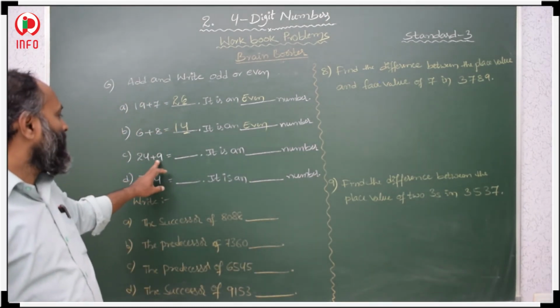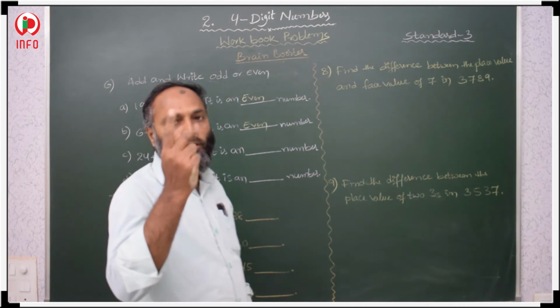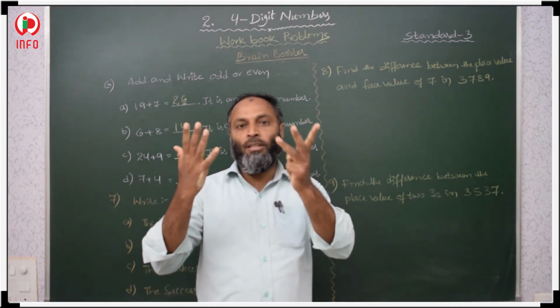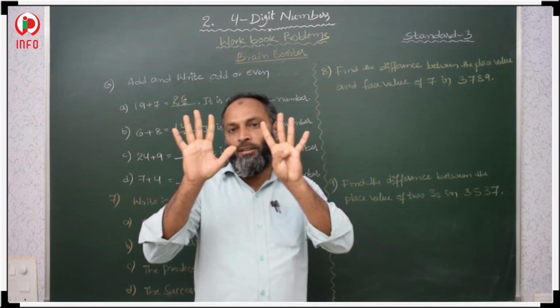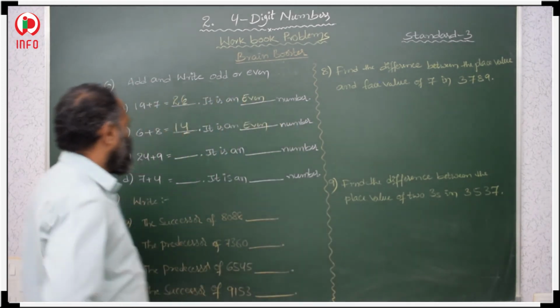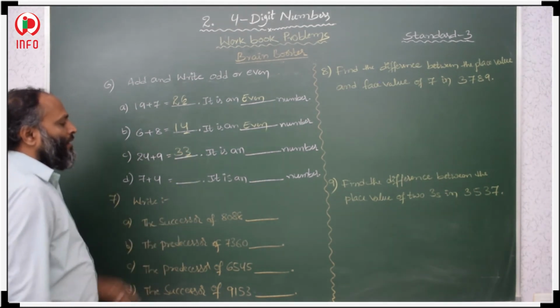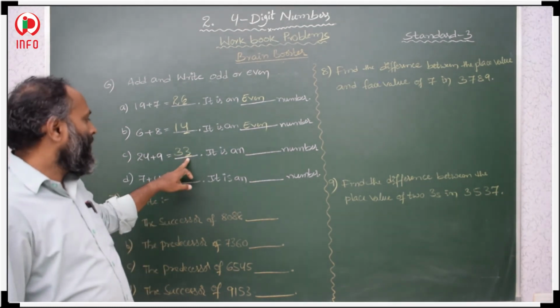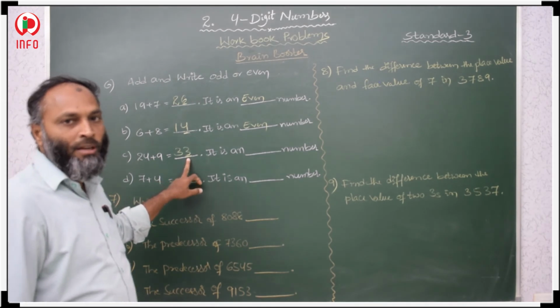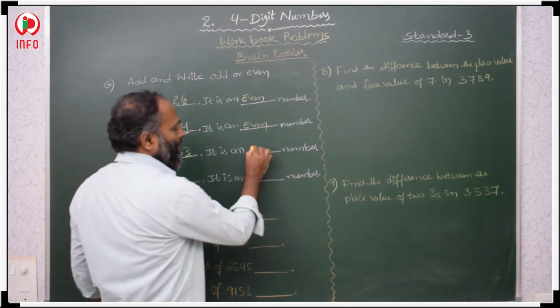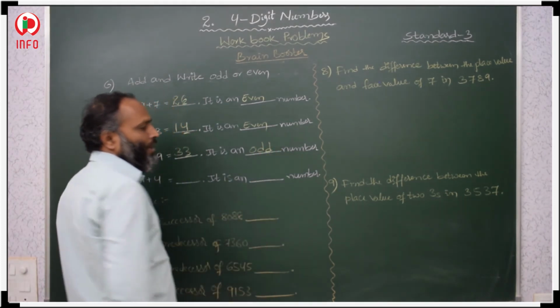Now 24 plus 9: 24, 25, 26, 27, 28, 29, 30, 31, 32, 33. The sum after adding is 33. 3 is an odd number. Why is it odd? It is not divisible by 2. So it is an odd number.